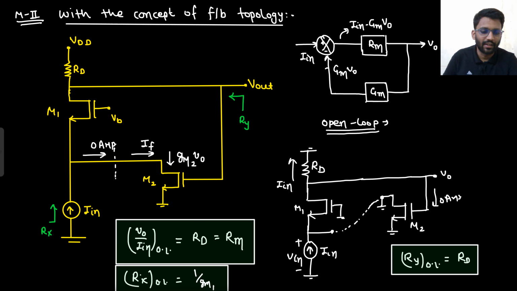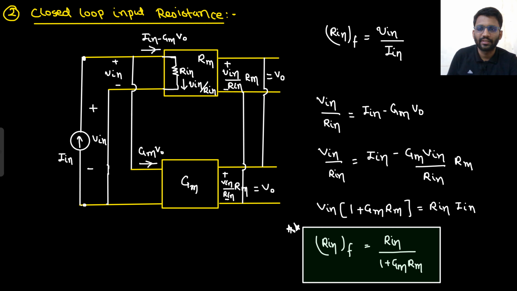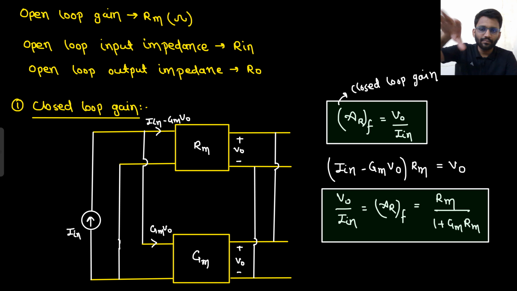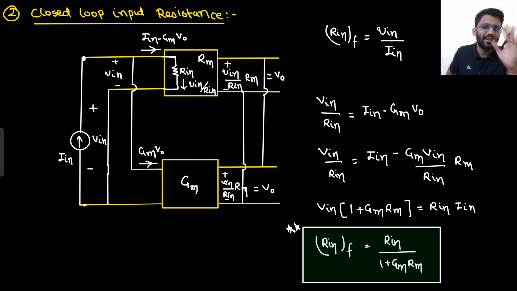What did we understand? First we started with a simple configuration. This is our simple configuration. Voltage, current, feedback. Voltage is being fed and it is being converted into current. Now open loop gain we have, input impedance we have, and output impedance we have. All are open loop. Then we found the expression of closed loop gain, reduced to Rm upon 1 plus gm Rm. Similarly, input impedance will also reduce because this is a transresistance amplifier.